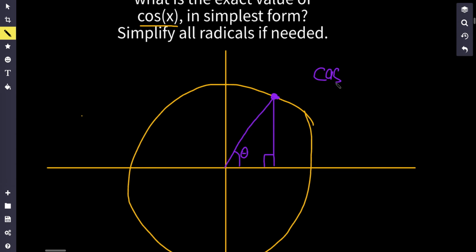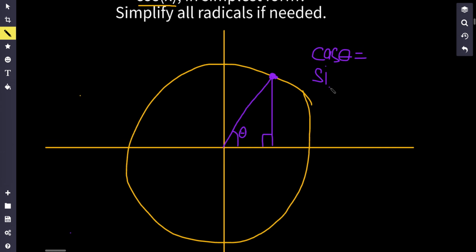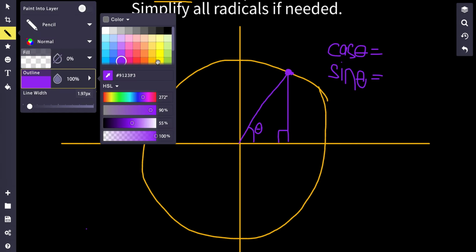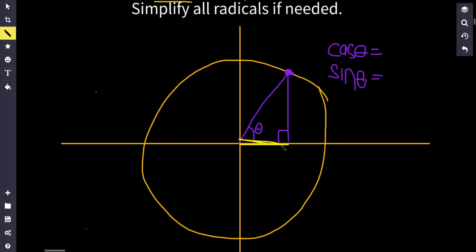Now, cosine of theta, well, let me just write this out first. Okay. So you can all agree that this part of our triangle right over here represents the x value of this point, whatever the coordinate of this point is. Let's say this point has coordinates x comma y. You can all agree that this value right over here represents the x coordinate, and this value right over here represents the y coordinate of this point.